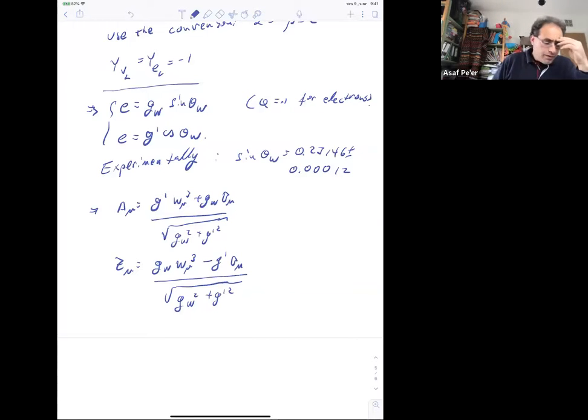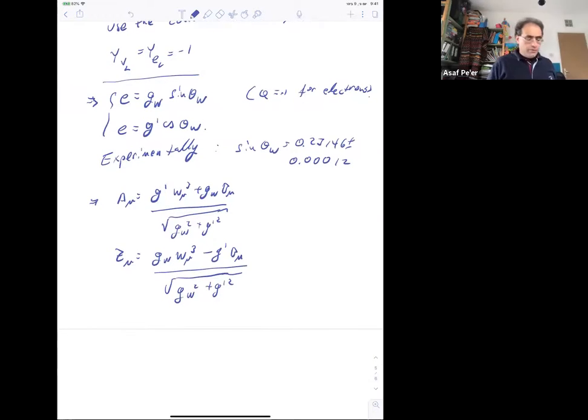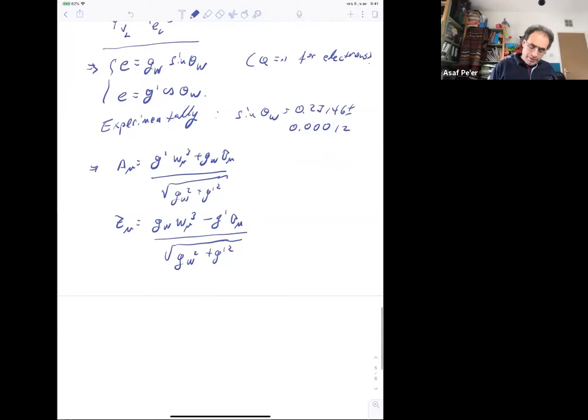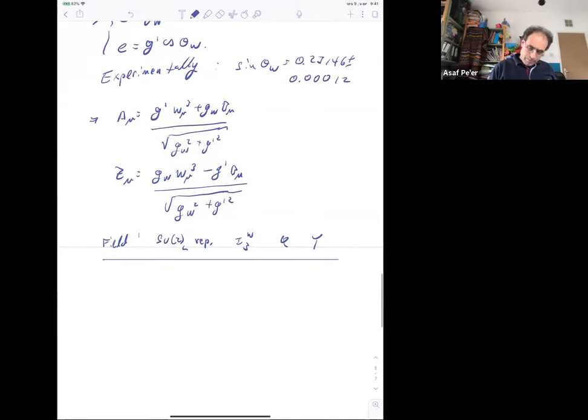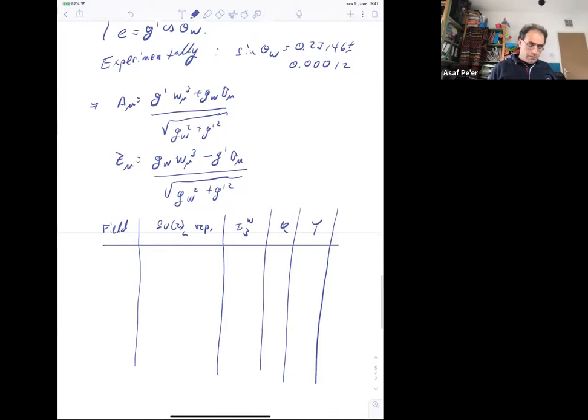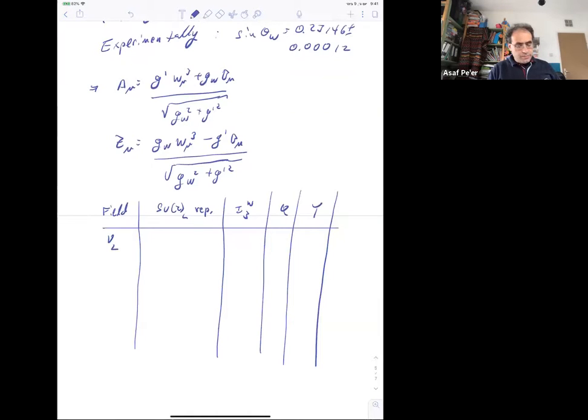That's kind of a final remark on that. We can make a table of the first generation fermions. So the fermion or fermionic field, the representation under SU2, the position in the weak isospin doublet, the charge and the hypercharge. So the left-handed neutrinos: the representation is a two, a doublet. I3 is plus 1/2, and they're in the upper part of the doublet. The charge is zero. And from what we just saw, the Y should be minus one.